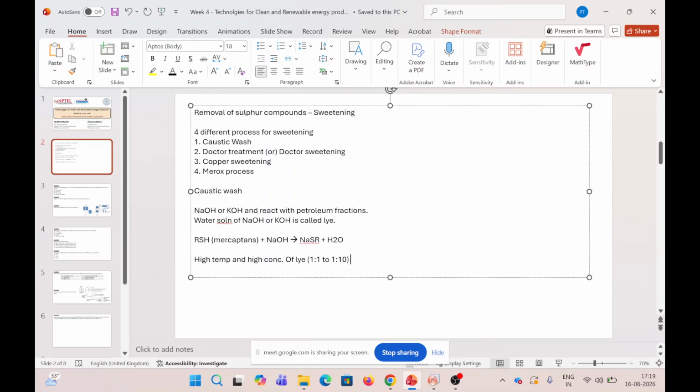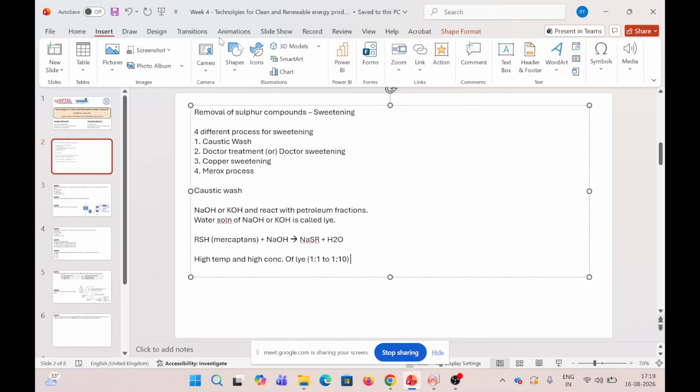And then the spent lye can also be used for removing other minerals and organic acids from the petroleum products, so it can typically be regenerated. So in all these different kinds of sweetening processes, the main focus is one thing, to remove sulfur from the petroleum fractions. What kind of reagents you use in order to do these processes is what makes them different from each other. So that also I'll mention here.